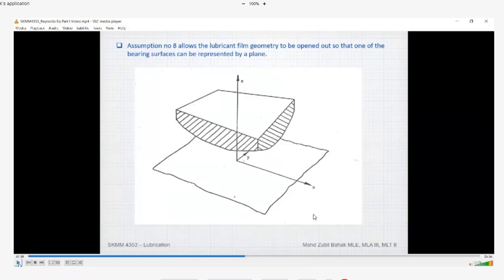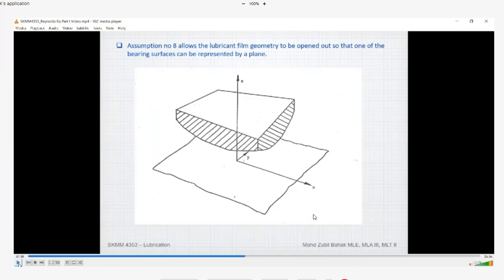is very thin compared to the size of the bearing. All right, so that's why, because the film thickness is too thin, and when we compare with the diameter or the radius of this bearing, it seems like there is no curvature, right? It's just like a straight line, all right? Because the film thickness is too thin. So that is the reason why assumption number 8 is there.